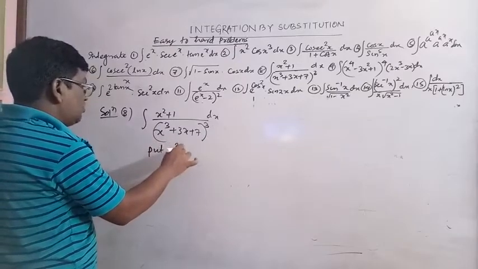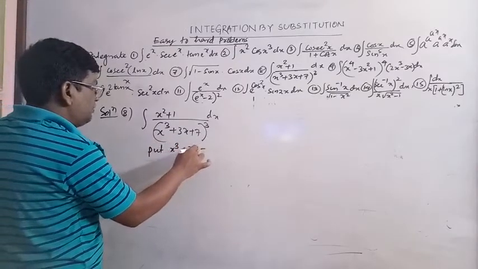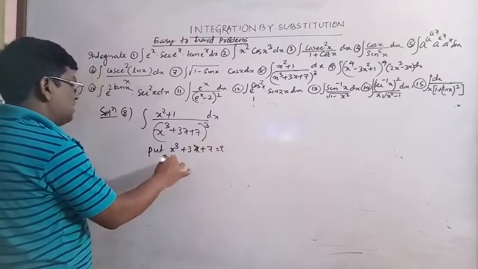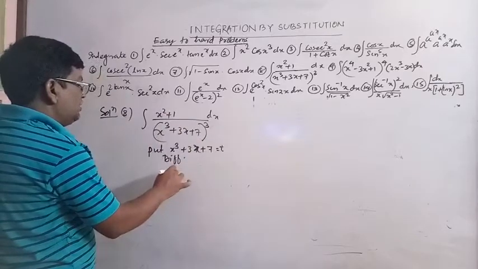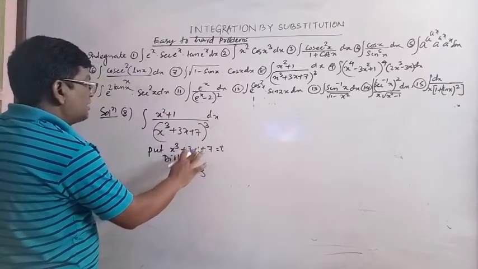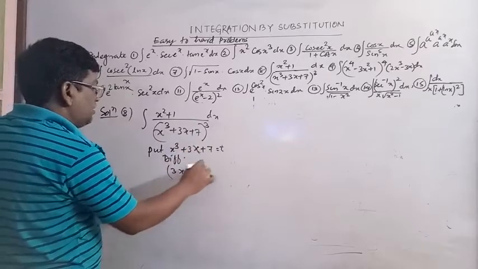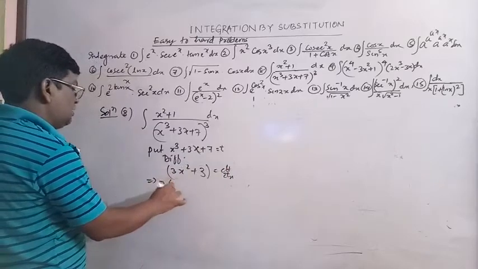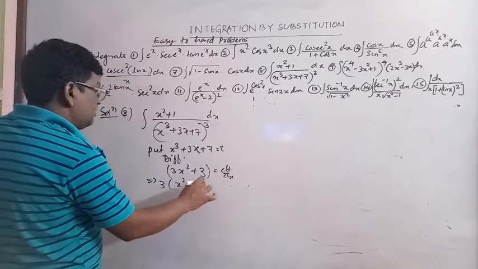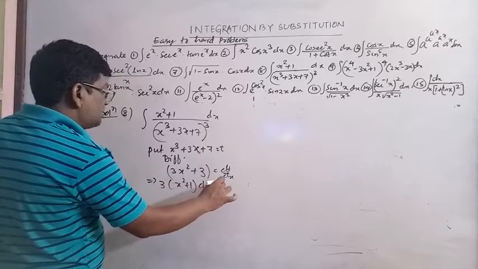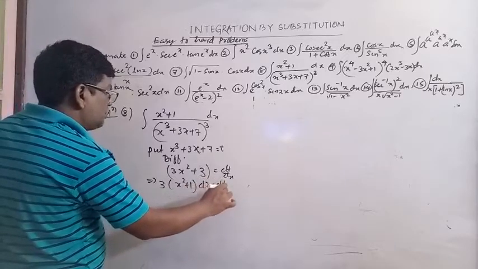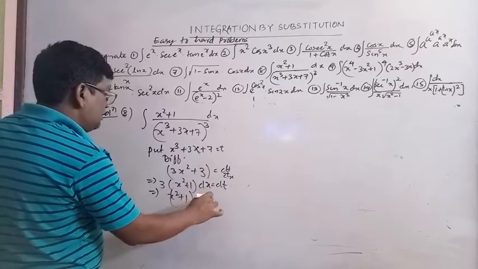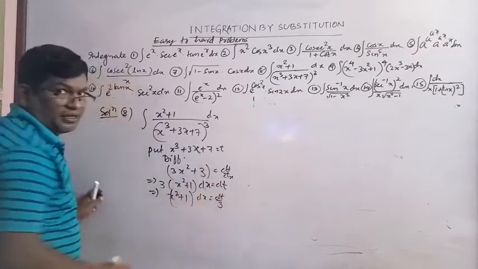So put x cube plus 3x plus 7 is equal to t. Differentiate. So this is 3x square, this is 3x. The derivative of 3x means 3, so this equals dt by dx. Take 3 common: 3 into x square plus 1 dx is equal to dt. So x square plus 1 dx is equal to dt by 3.